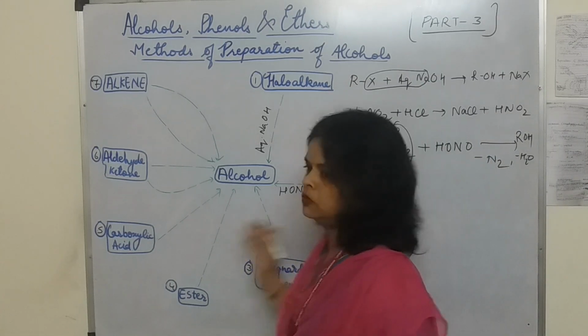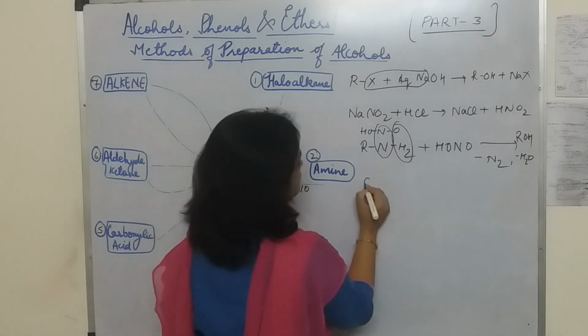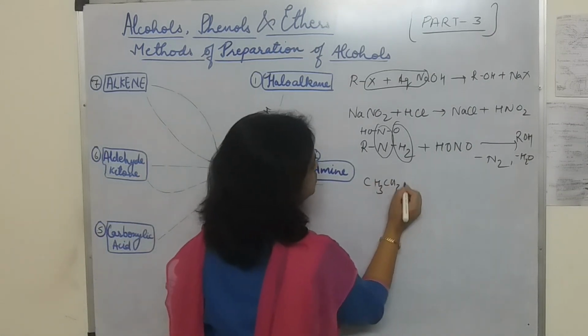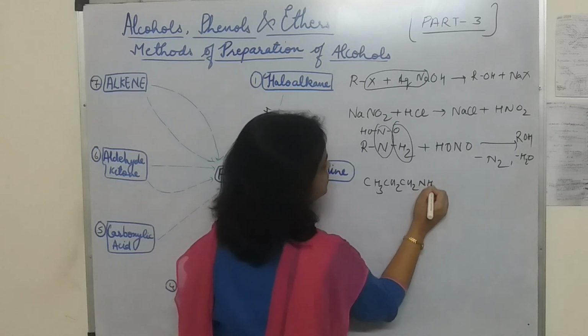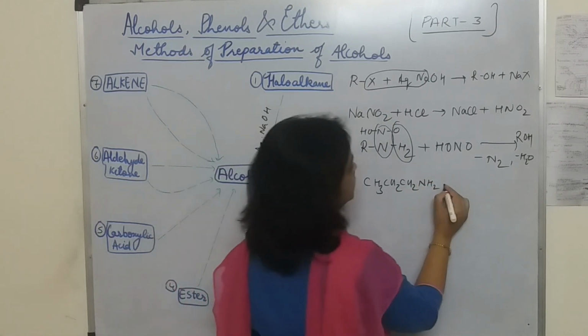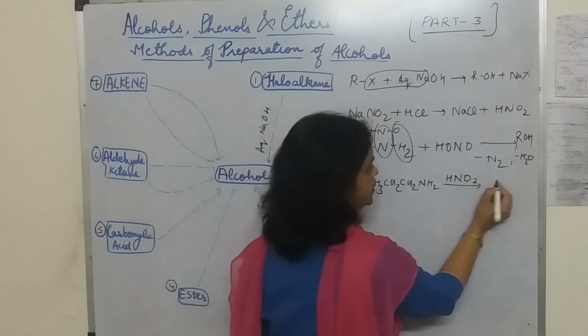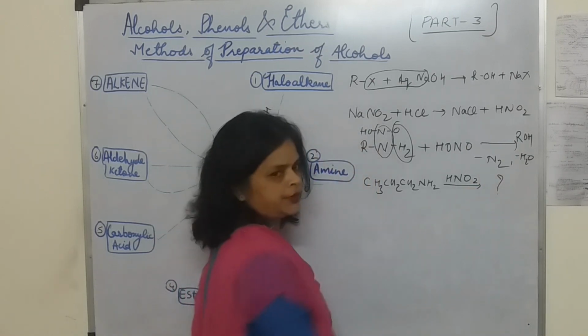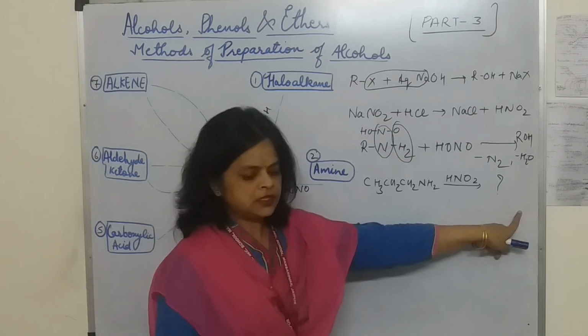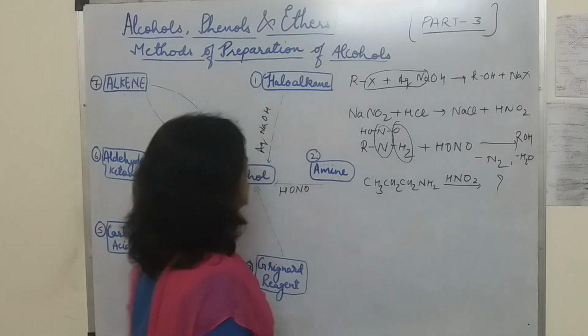See students, here is one question I am giving you: CH3CH2CH2NH2, when it is treated with HONO, what is the product? You have to write down the product. What is the major product formed in this? This is your work that you have to do.